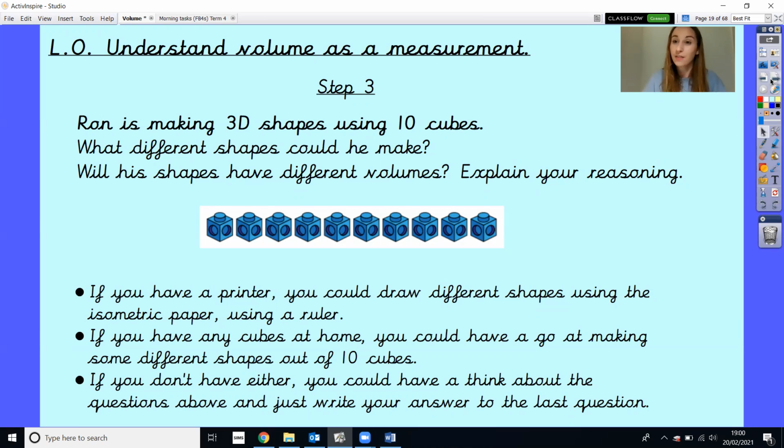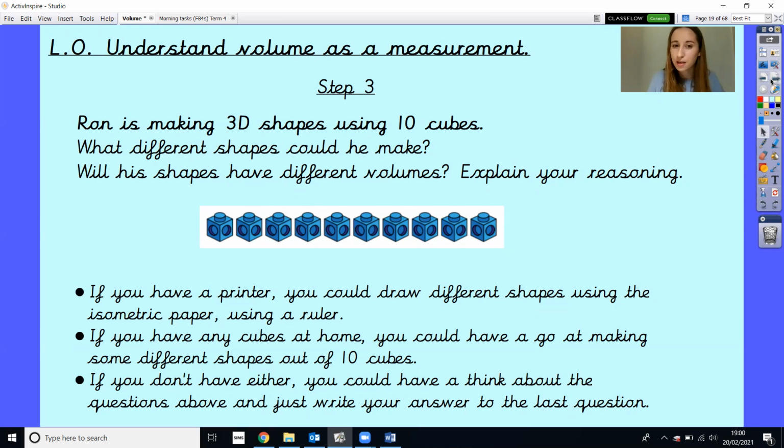you could instead just have a think about those questions. So what different shapes could he make? Maybe you could try and visualize them. And definitely think about that last question. Will his shapes have different volumes? Explain your reasoning. So you could just think about what different shapes he could make and then answer that question.